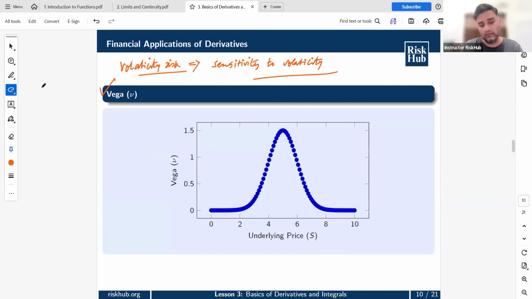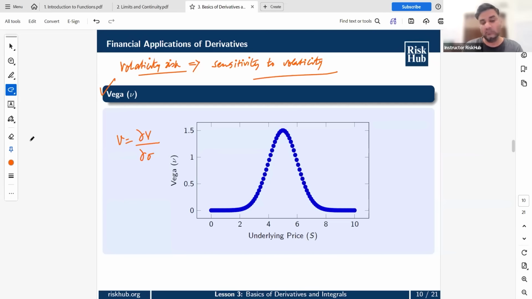Option prices depend heavily on volatility. Higher volatility means higher probability of large price moves. That increases your option value, right? So Vega measures how your option price changes when the volatility changes, right? So here the formula is the change in the option value for the change in volatility. Sigma here is the volatility, right? So that is what we have.